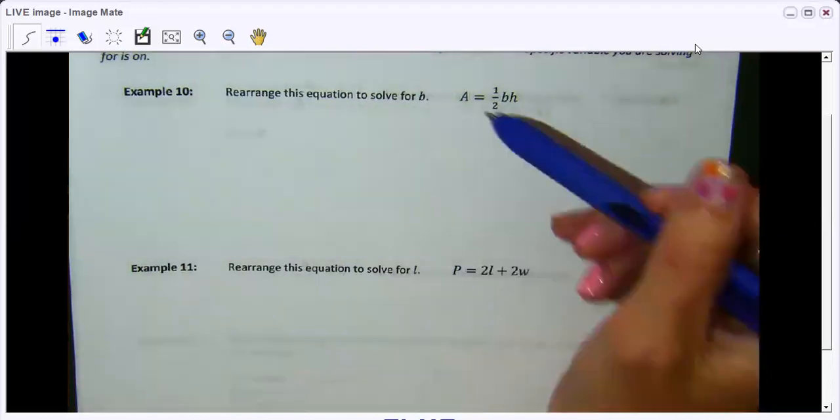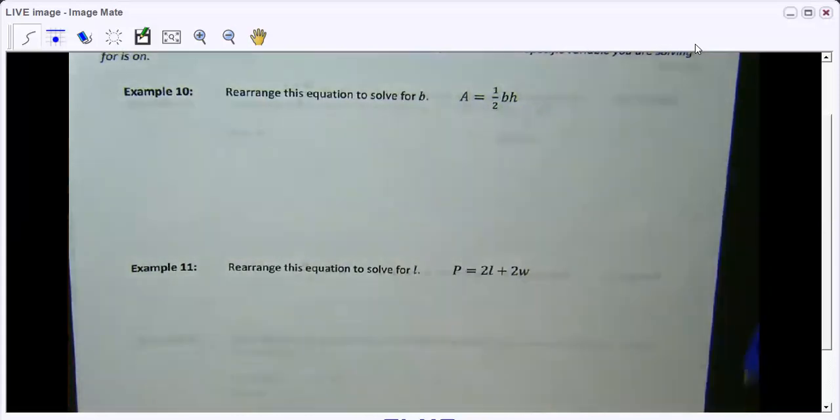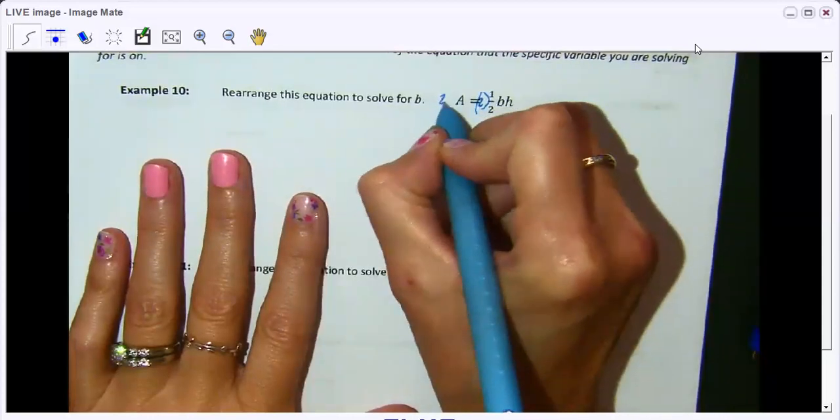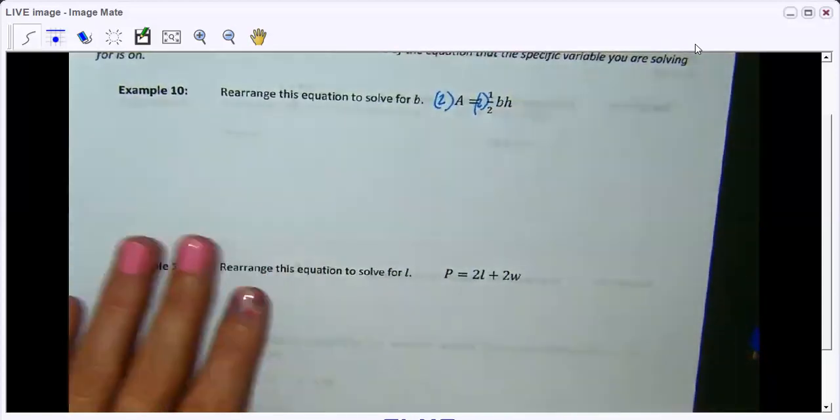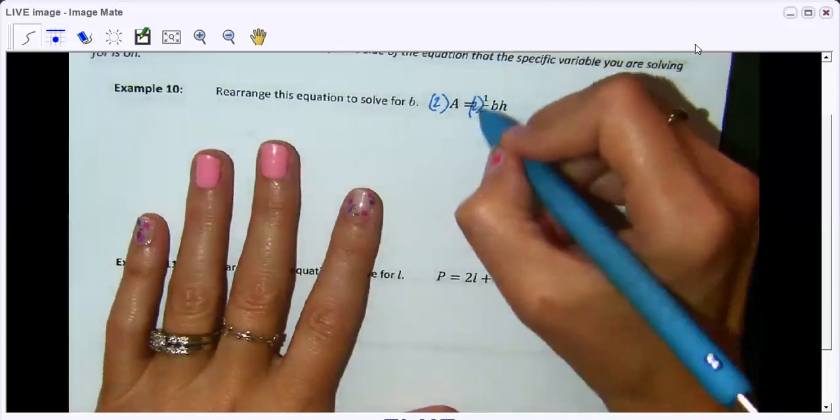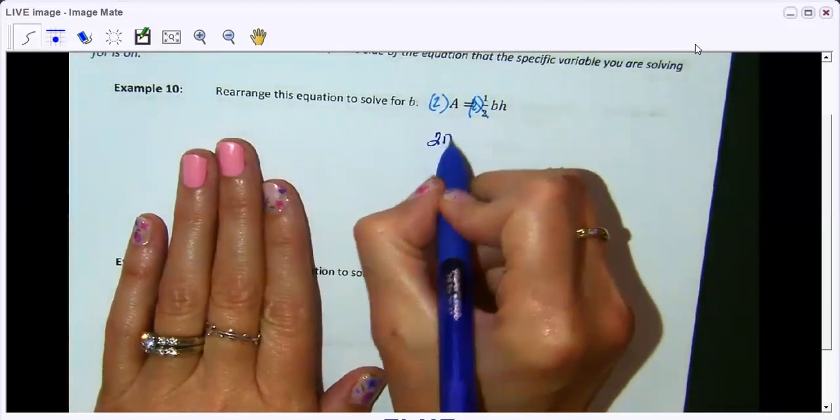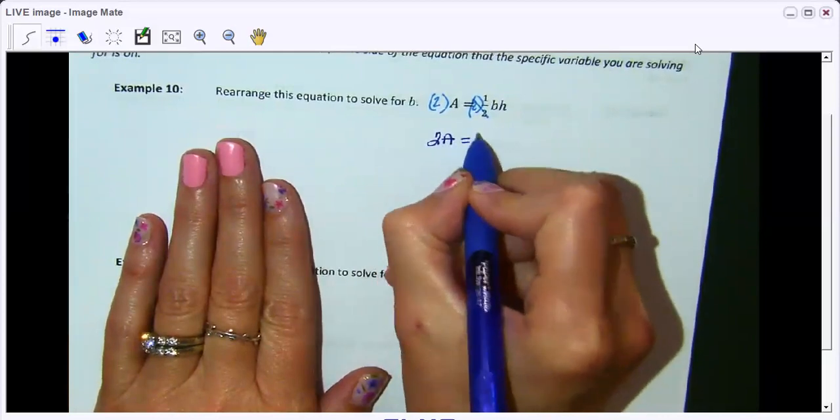Yeah, we can multiply by the reciprocal of 1/2. So we could do that. Multiply both sides by 2. And when we do that, we get rid of the 1/2. So we're left with 2A equals BH.